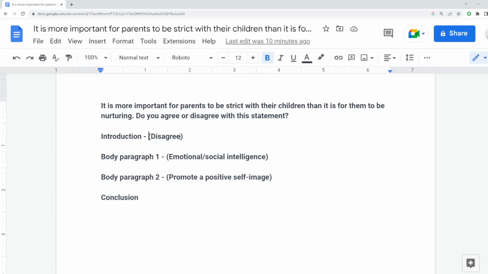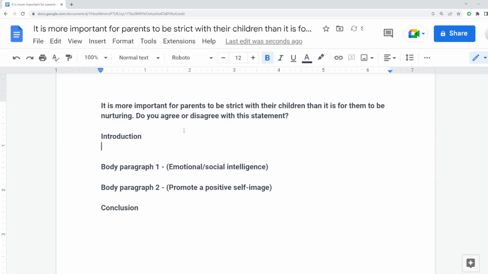So we want to have a background sort of sentence about parenting. So this is the topic of our essay, which is parenting styles. Okay, so I might say something quite general about parenting. So maybe parenting styles or approaches. Parenting styles vary widely around the world. Okay, nothing too complicated, just something to introduce to the reader what our topic is for this essay.